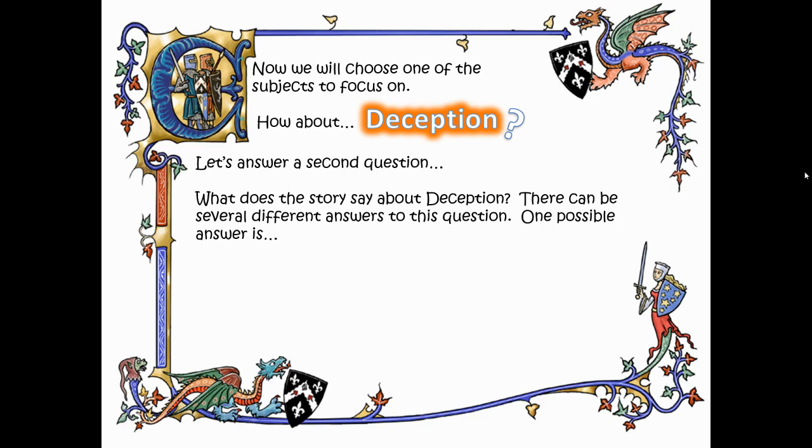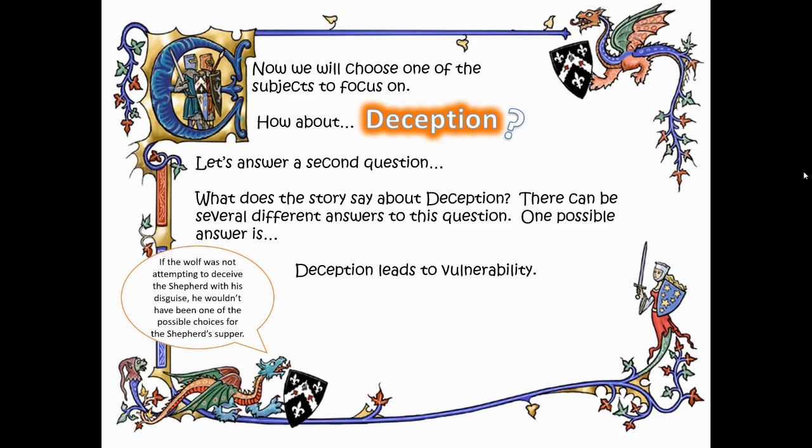All right. I think this story says that deception leads to vulnerability. If the wolf was not attempting to deceive the shepherd with his disguise, he wouldn't have been one of the possible choices for the shepherd's supper. So when you deceive someone, you open yourself to being vulnerable in ways that if you're not trying to deceive, you're not vulnerable. This is a theme of the story.